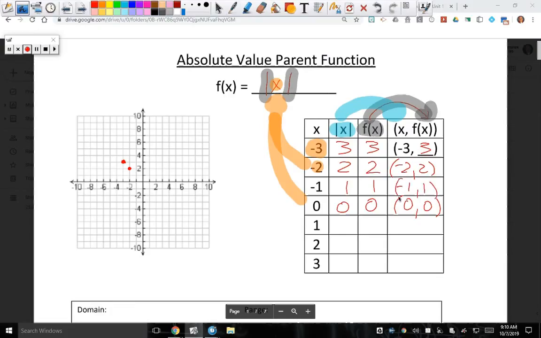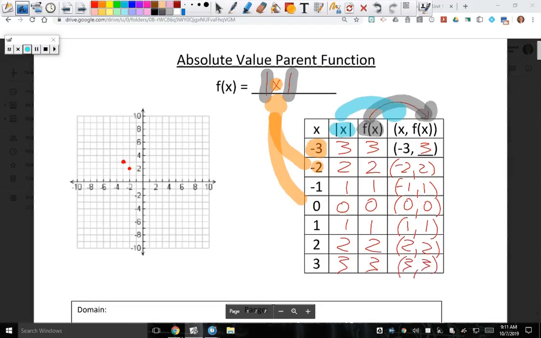Perfect. Tyson, what would positive 1 give me? 1 all the way, right? And then what's my point? 1 comma 1. Catherine, how about positive 2? 2, and it's just 2. So this is fairly easy, right? And then you just go and you put all the numbers, right? And then I'd get 3, 3, and the point would be 3, 3.